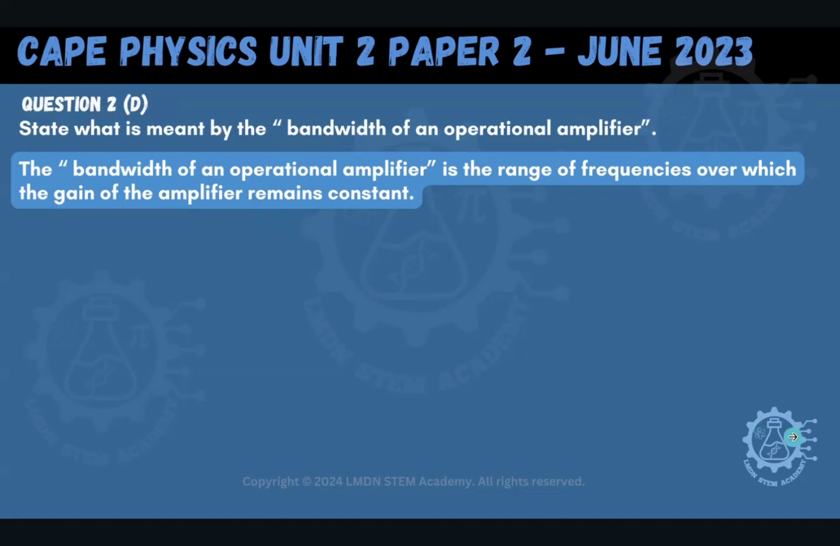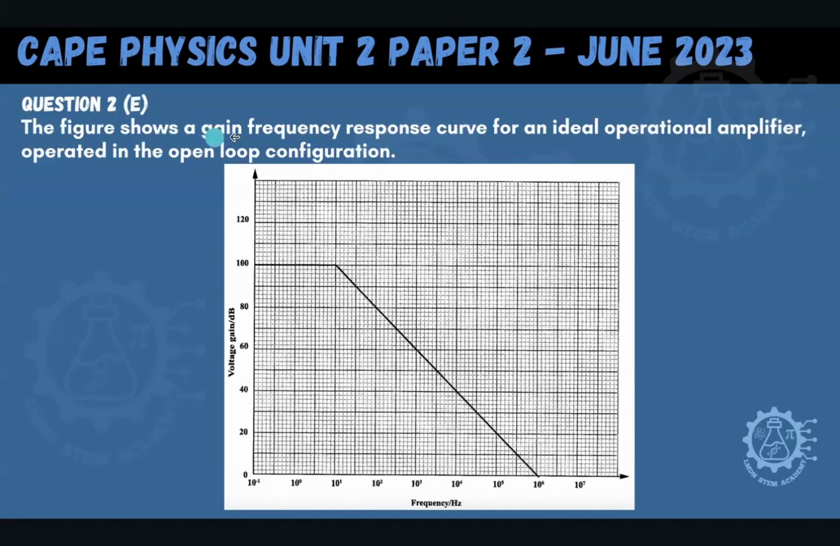All right. So let's go ahead. The figure shows a gain frequency response curve for an ideal operational amplifier operated in open loop configuration. When we say open loop configuration, guys, it means that there is no feedback. Nothing is being fed back in. It's full open loop configuration that we're dealing with here. This is the configuration that we use for our comparator. So just remember that open loop.